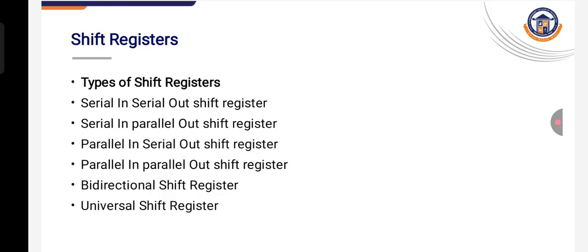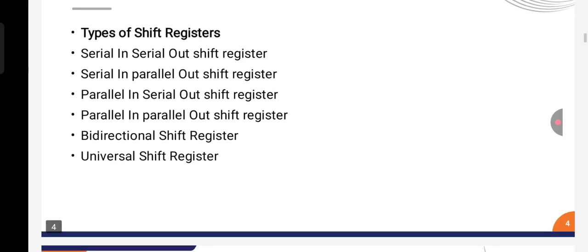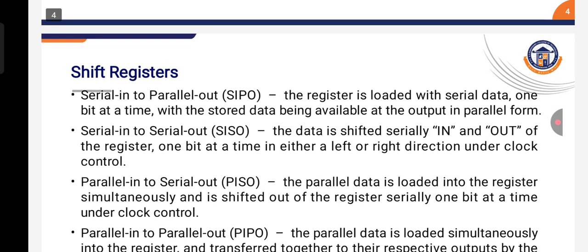Next, the types of shift register. Shift registers are classified into types: serial in, serial out shift register; serial in, parallel out shift register; parallel in, serial out shift register; parallel in, parallel out shift register; bidirectional shift register; and universal shift register.